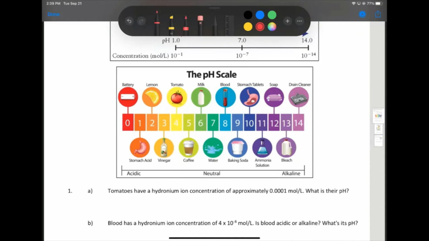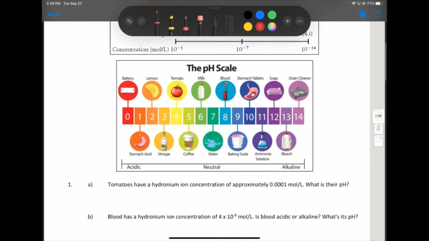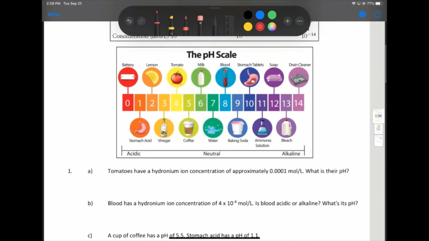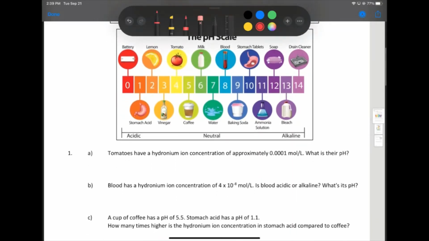So let's just approach a problem here and see how we can do this using what we know. We know that tomatoes have a hydronium ion concentration of approximately 0.0001 moles per liter. What is their pH? Now, I could cheat and just look up on the table there because it looks like tomatoes have a pH of about 4, but let's actually do the math.